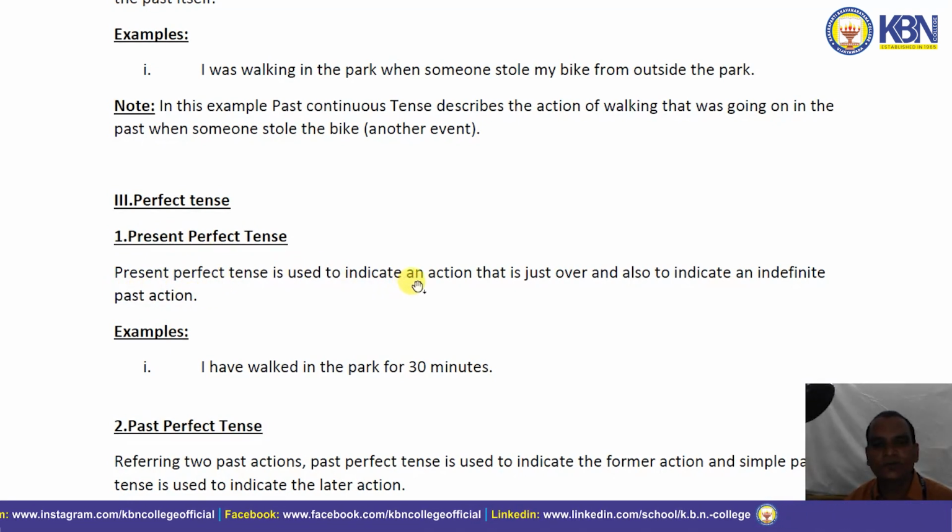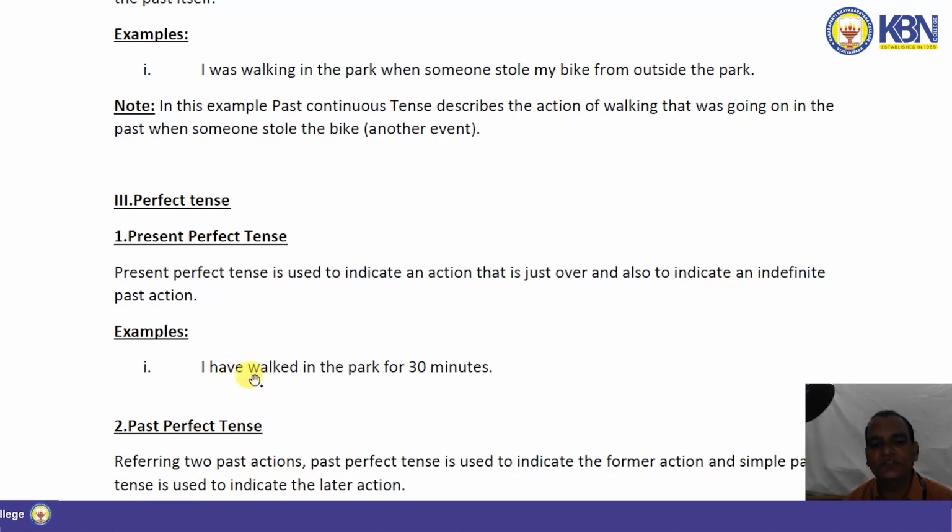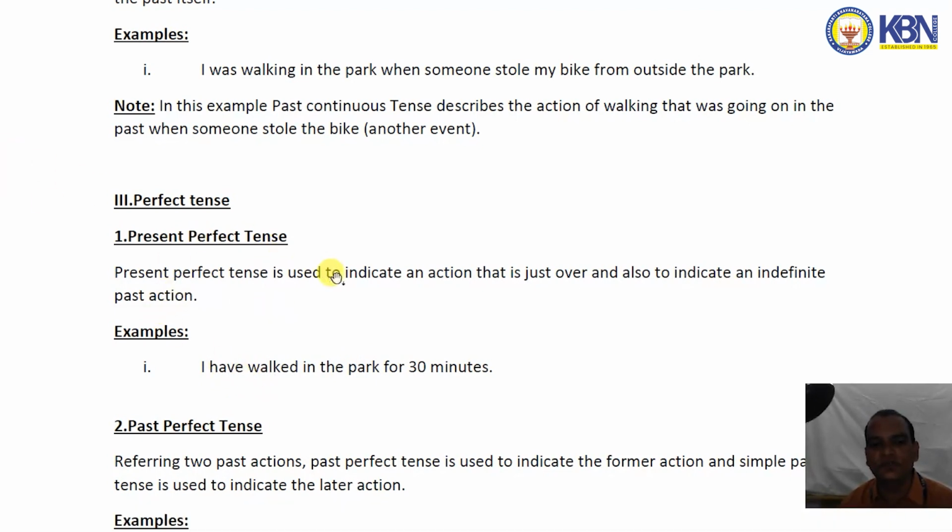Present perfect tense is used to indicate an action that is just over, and also to indicate an indefinite past action. Example, I have walked in the park for 30 minutes. So here we have to identify this. This is the present perfect tense, the subject plus have plus V3. So this type of tense especially is used to indicate an action that is just over, and also to indicate an indefinite past action. So when we are using sentences in present perfect tense, we do not need to say the time when it must have happened. So here we just mention that an activity is completed with the duration of that time. So this is an example. I have walked in the park for 30 minutes.